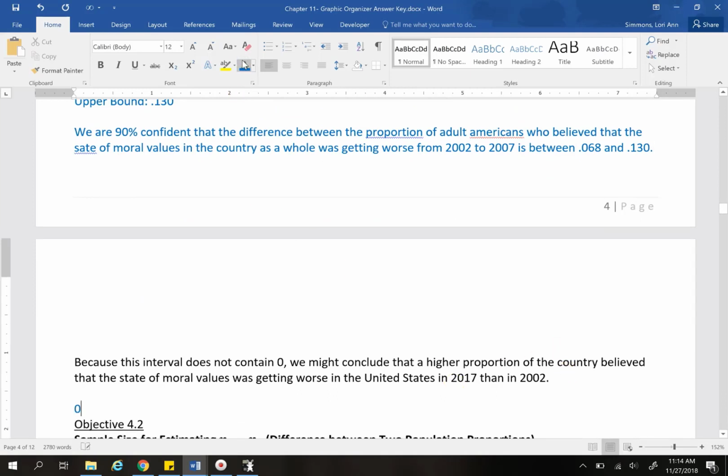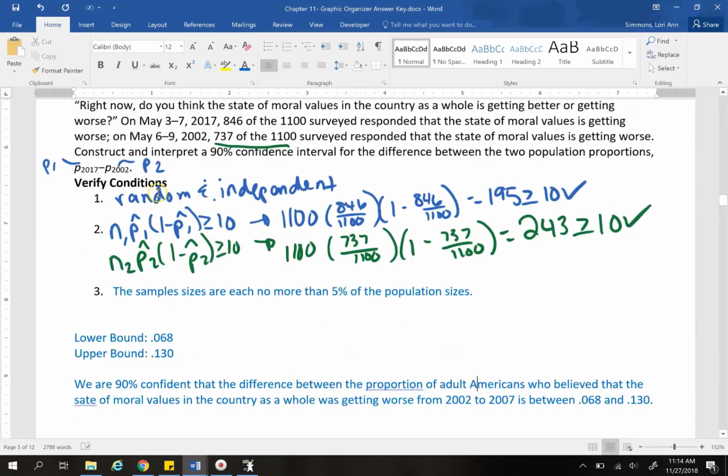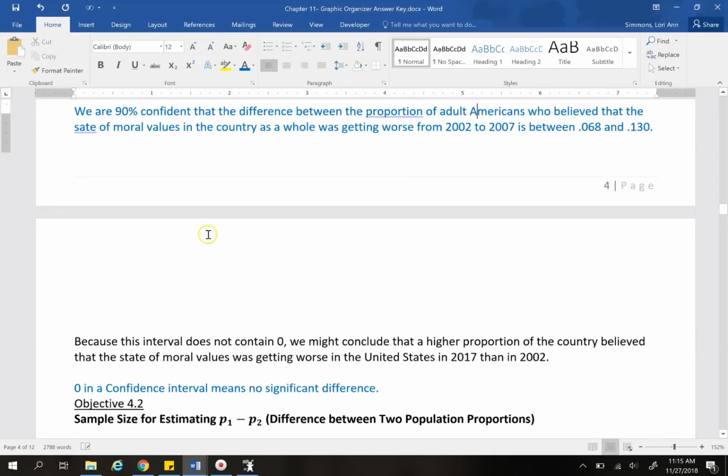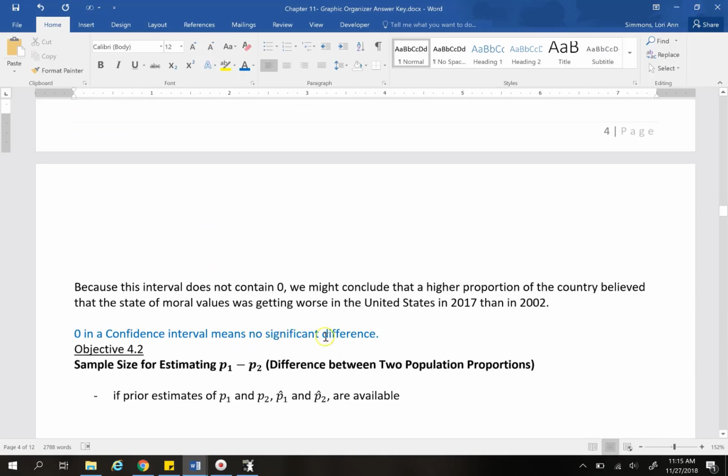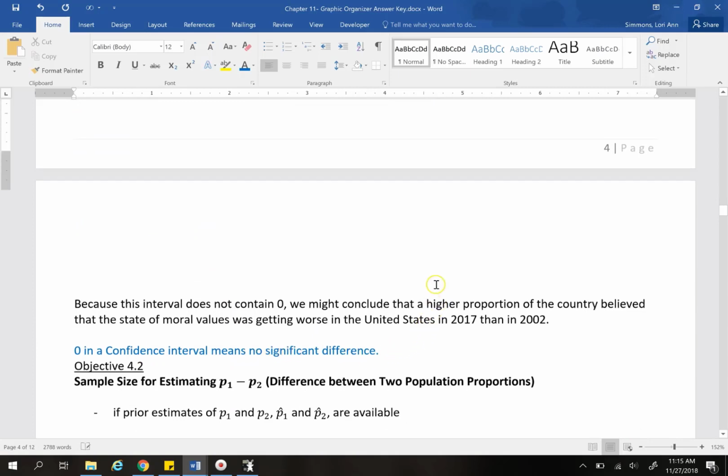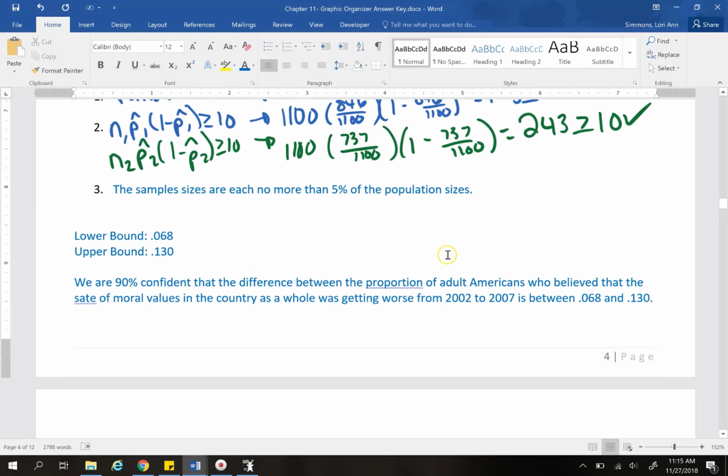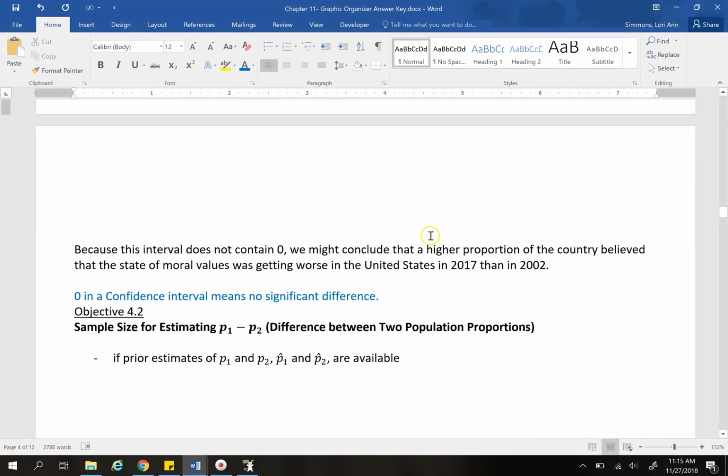So the 0 in a confidence interval means no significant difference. Because a difference of 0, right? We're looking at the differences. A difference of 0 means no significant difference because there is no change if the difference is 0 between the 2 years. So this hopefully makes sense to you.